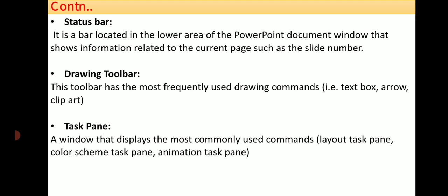Status bar. It is a bar located in the lower area of the PowerPoint document window that shows information related to the current page, such as slide number. So the status bar consists of information regarding the PowerPoint, as well as the page number of the current slide.